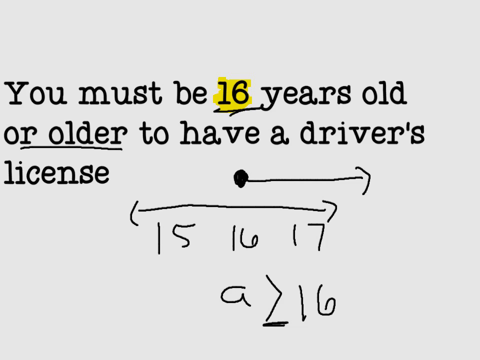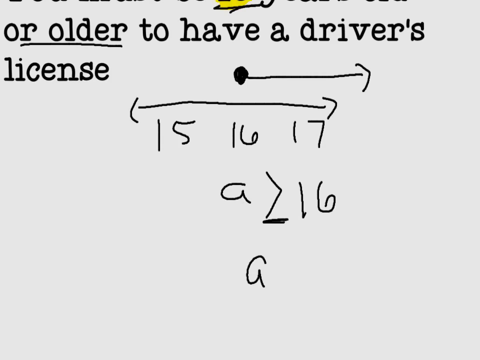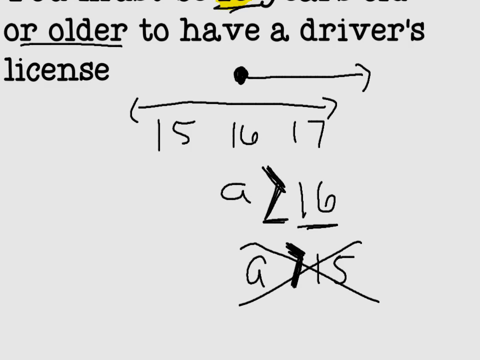Here is the difference that we want to talk about. A lot of people might want to say, oh, well, I have to be older than 15 to get a driver's license, right? Because 16 is older than 15. No, because you could be 15 and a half, you could be 15 and 364 days. You can't have a driver's license until you're actually 16. So this won't work. That's why we want to use the greater than or equal to sign to represent this inequality.